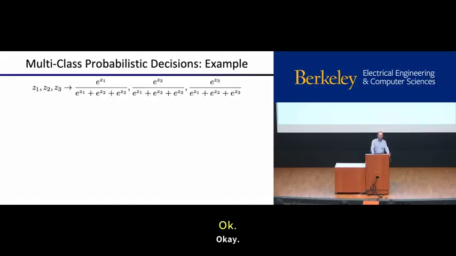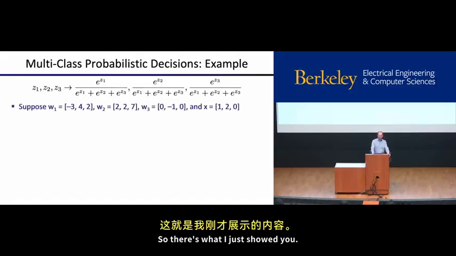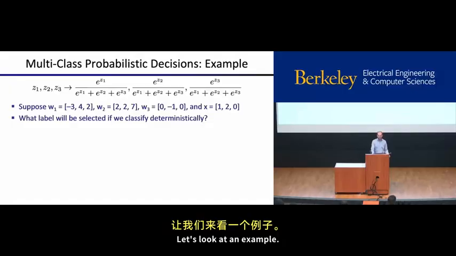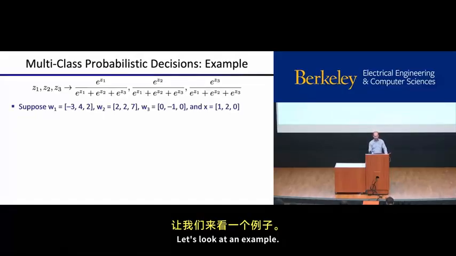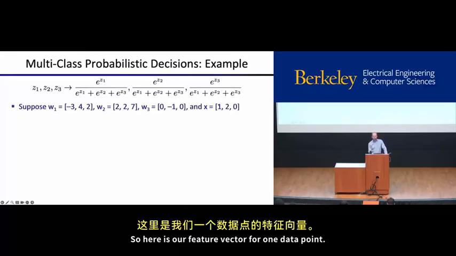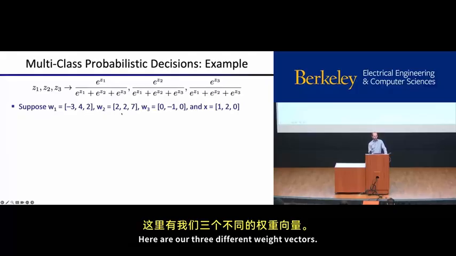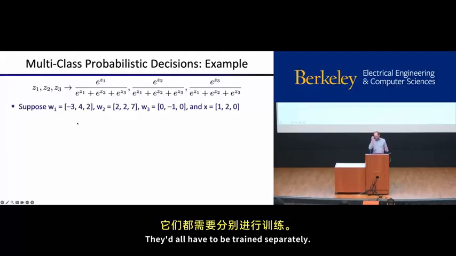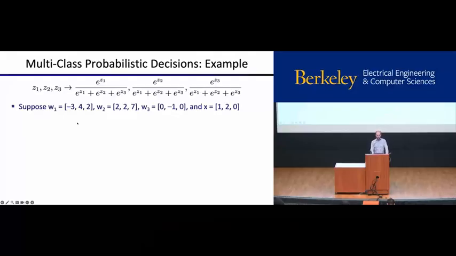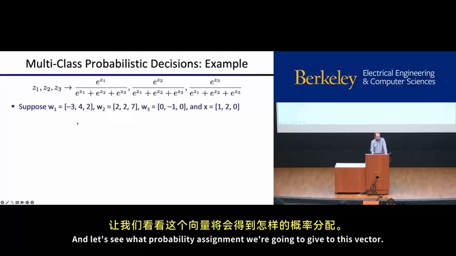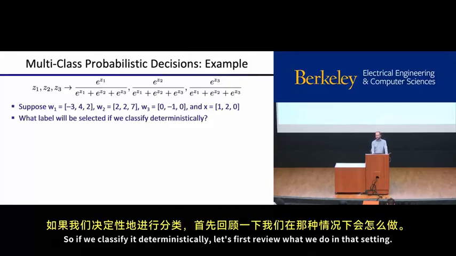Okay. So there's what I just showed you. Let's look at an example. Here is our feature vector for one data point. Here are our 3 different weight vectors. They'd all have to be trained separately. And let's see what probability assignment we're going to give to this vector. If we classify it deterministically, let's first review what we do in that setting.